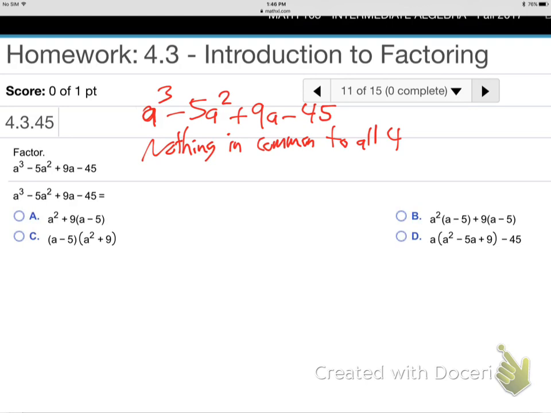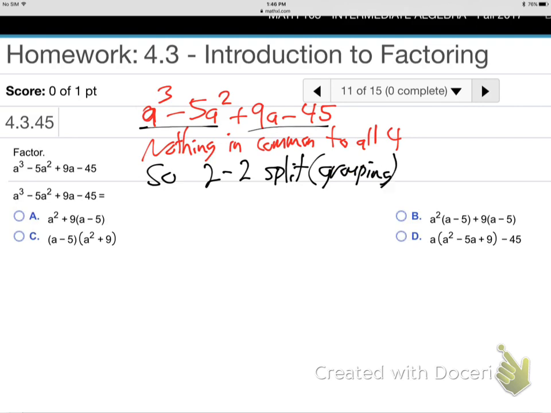So what? You split them. Exactly. When all 4 can't be done at once, you got to do a 2-2 split. We say, all right, just do the first 2. So 2-2 split, technically called grouping. You make 2 separate groups. So that's how you have to factor.